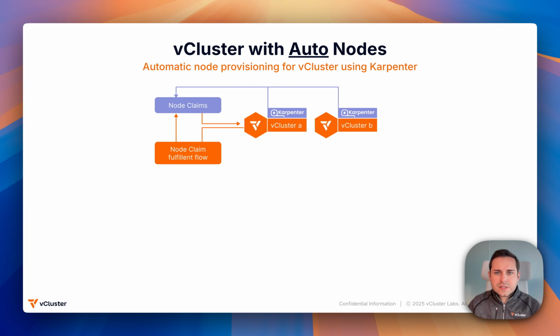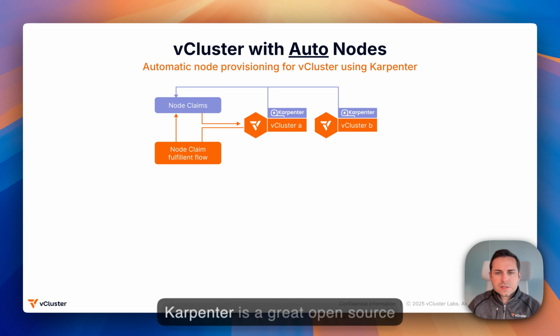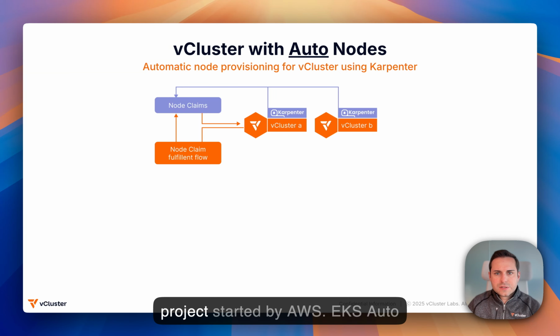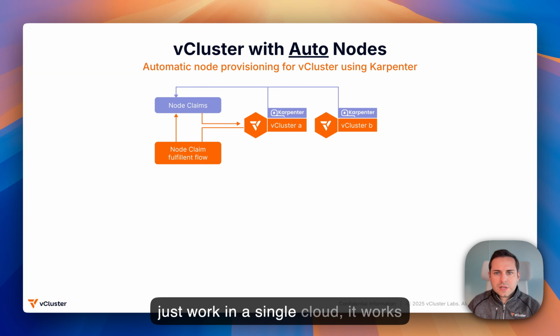What we're adding with today's announcement is called vCluster Autonodes. What vCluster Autonodes does is bake Karpenter directly into vCluster. Karpenter is a great open source project started by AWS. EKS Auto Mode, as well as automatic on-demand node provisioning in AKS, are both built on top of Karpenter. Today, we bring vCluster to the same standard and add Karpenter directly inside vCluster. And that's great because it doesn't just work in a single cloud. It works in any environment: public cloud, private cloud, even in hybrid scenarios.